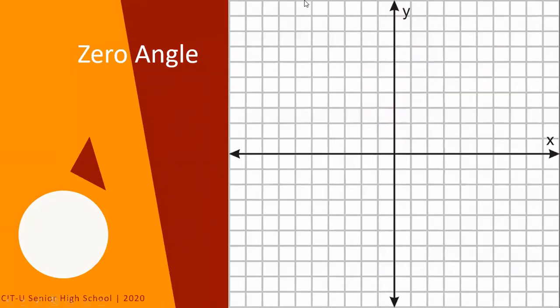First classification is a 0 angle. Now, suppose we have here a ray on the x-axis. This is your initial side. And another ray here on the x-axis still. And this is your terminal side, the yellow one. This forms a 0 degree angle.